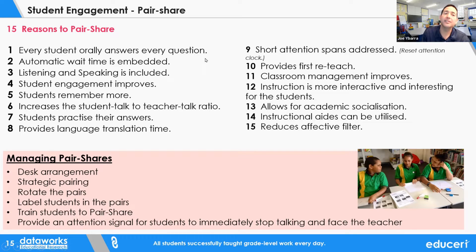If I'm having my students pair share, hey, who can tell me what a prefix is? If only one or two students raised their hand, okay, only they answered the question. Only the student with the raised hand. But if I have them pair share, every student in my class answers that question because they have to in the pair share. Automatic wait time is embedded.